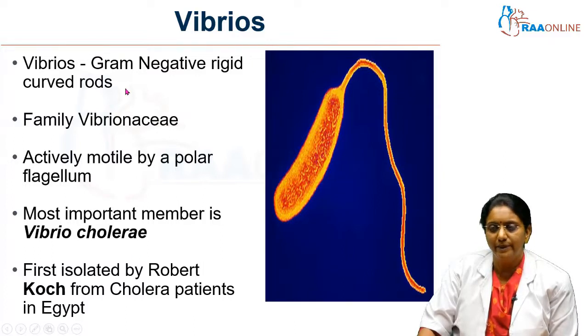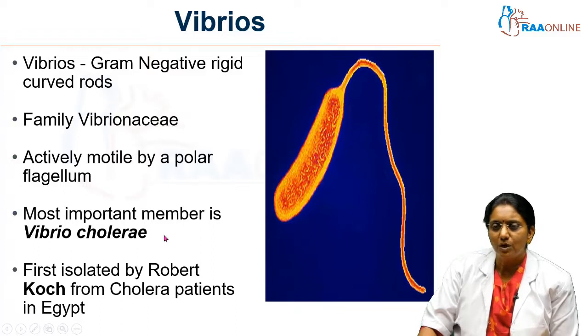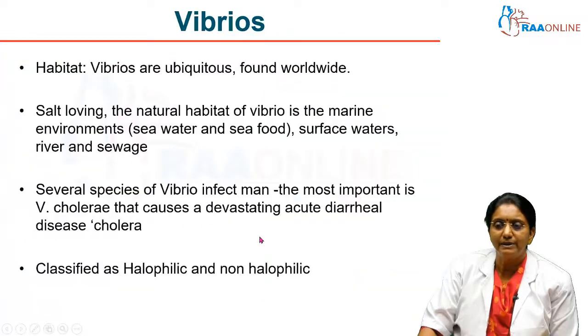So all of them are gram-negative rods and they are motile by means of a polar flagellum. And the motility is active. In fact, it is called a darting motility because it moves so fast and out of the observer's field of vision. The most important member of this genus Vibrio is Vibrio cholerae, which is the causative agent of cholera. And Vibrio cholerae was first isolated by the great scientist Robert Koch from cholera patients in Egypt. Only after that did they come to see what is the organism causing the disease.